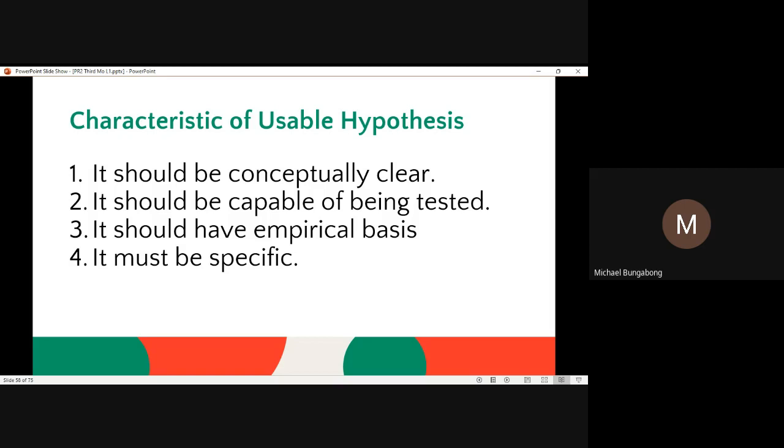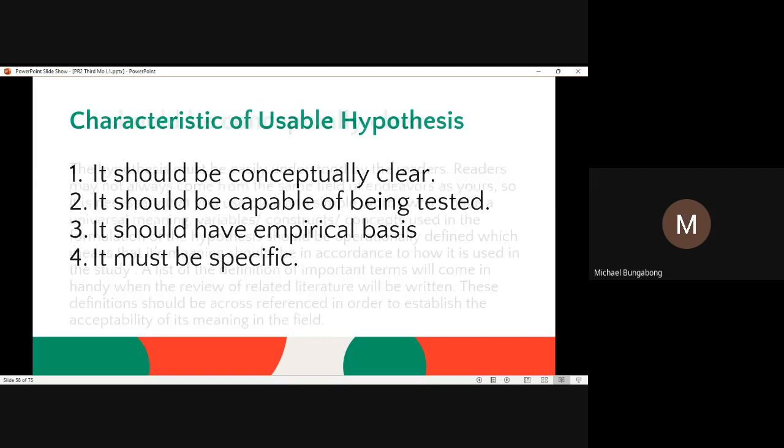Good day, class. In continuation to our discussion, I just wanna have a little bit of a throwback to the previous discussion that we have here. We have the characteristics of a usable hypothesis. So first, it should be conceptually clear. Second, it should be capable of being tested. It should have an empirical basis, and it must be specific. Why do I say so? This is a good characteristic of a usable hypothesis.